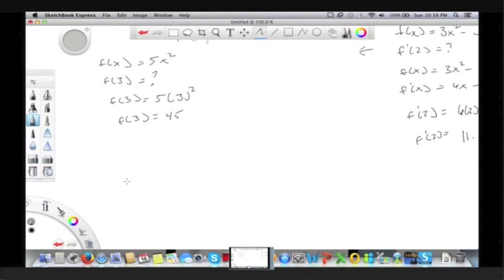Good. How would you interpret this? Well, there isn't any fancy interpretation to it. It's just straightforward. When the input of the function is 3, the output is 45. There's no fancy interpretation of this. I guess we might as well finish off by also doing f prime of 3 for the same problem.